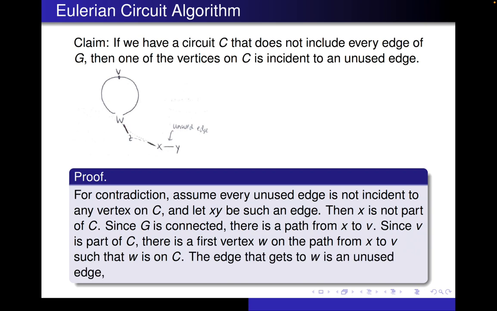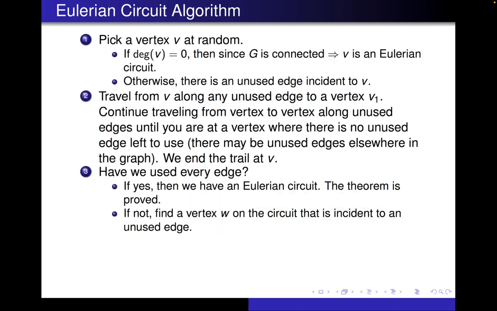And note that the edge that gets to W, the first edge that takes us to W, is going to be an unused edge on the circuit, and that proves our claim: that there is an edge coming out of W that we have not used yet on the circuit, and W is part of the circuit. All right, so we're going to find a vertex W on the circuit that is incident to an unused edge. We've just proved that that is possible. Not just possible, but that has to happen.